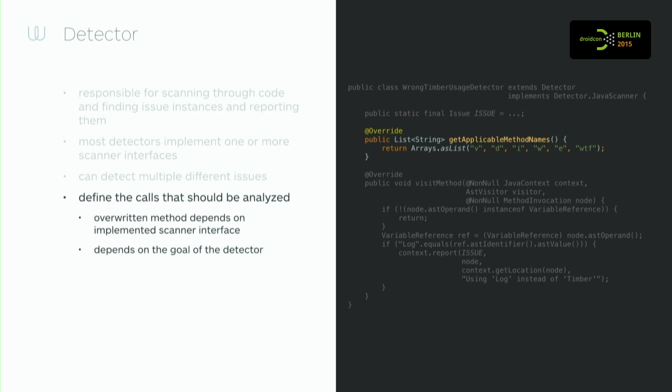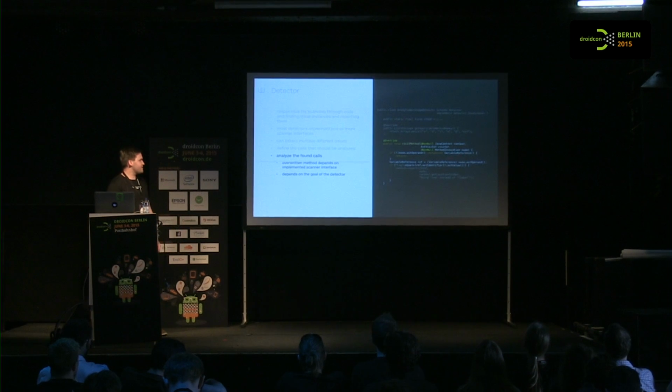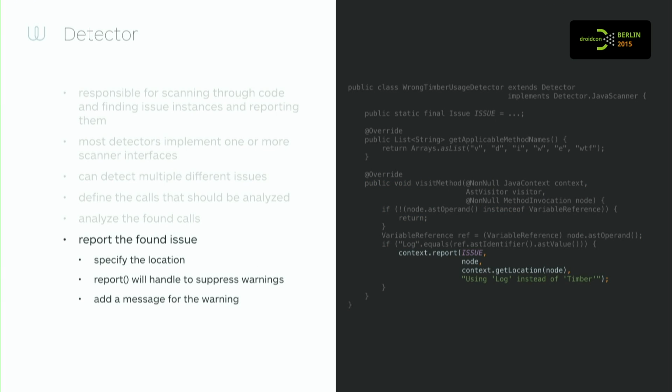So since we implemented the Java scanner interface, we override the get applicable method names. So basically that means that we want to find all methods that are called like V, D, I, W, E, W, T, F, which are the methods that exist in android.util.Log. So we want to find all these methods and analyze them if there's a call. This happens in the visit method. And there we check whether the class that they exist in is android.util.Log. And so if we found such a call, which is wrong, we report it.